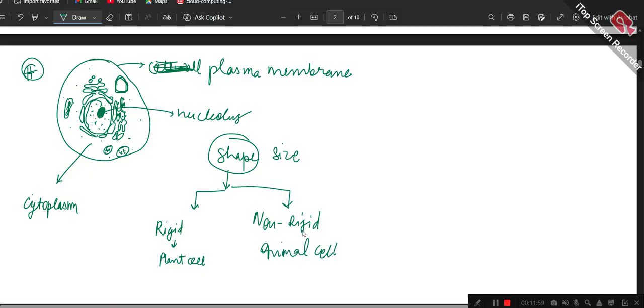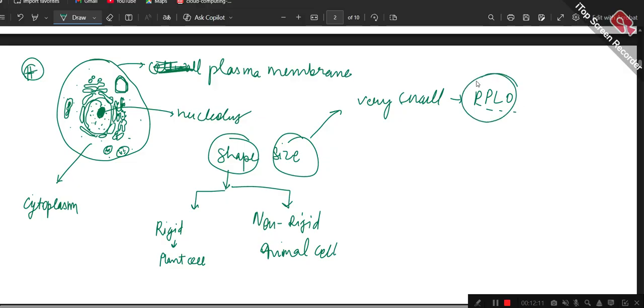As an outer covering. Now, when I talk about the size part, a cell can be very small, even a single cell. The example is PPLO, which is pleuropneumonia-like organisms. These are organisms considered as a single cell, in the micrometer range, around 3 to 5 micrometers.